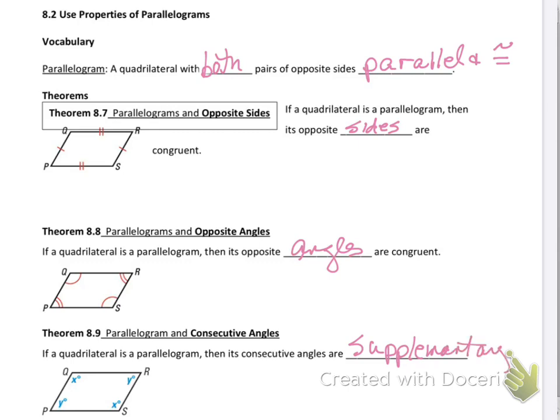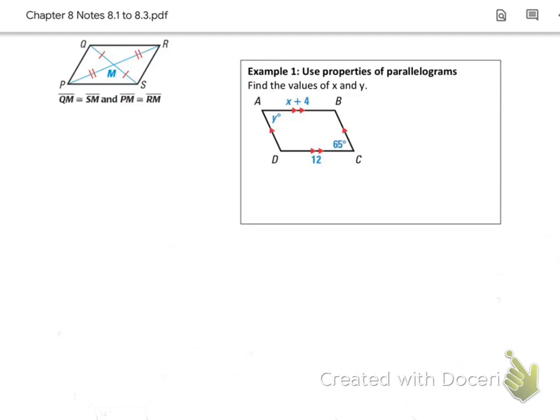Supplementary. Okay, so that means that what? What does that mean? If something is supplementary, they have to sum to 180. So that means that x plus y equals 180. Consecutive angles. Okay, these were opposite angles. Opposite are not consecutive. This Theorem 8.9 is about consecutive angles. Okay, we've got one more thing to talk about. Let's do that on the next page of my video.